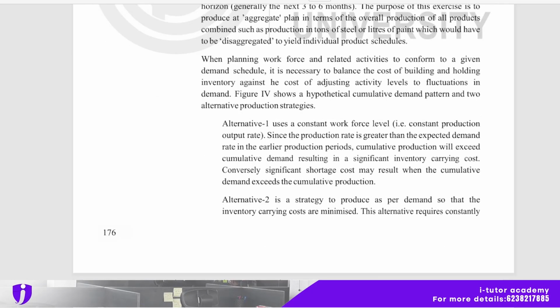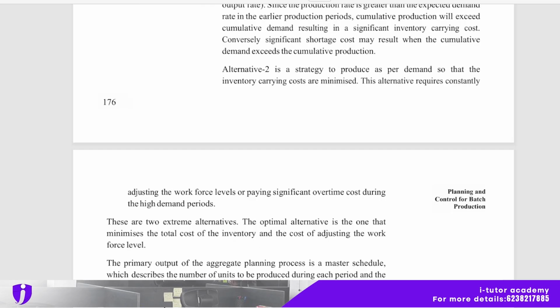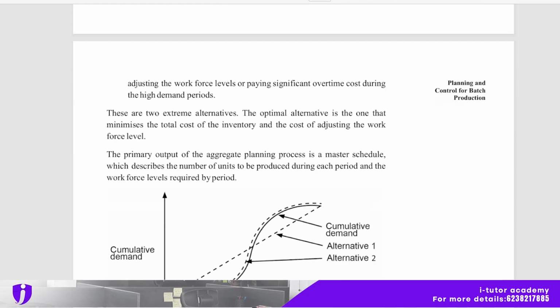And when planning workforce and related activities to conform to a given demand schedule, it is necessary to balance the cost of building and holding inventory against the cost of adjusting activity levels to fluctuations in demand. And figure 4 shows a hypothetical cumulative demand pattern and two alternative production strategies. So alternative 1 uses a constant workforce level, and alternative 2 is a strategy to produce as per demand so that the inventory carrying costs are minimized. And these are two extreme alternatives.